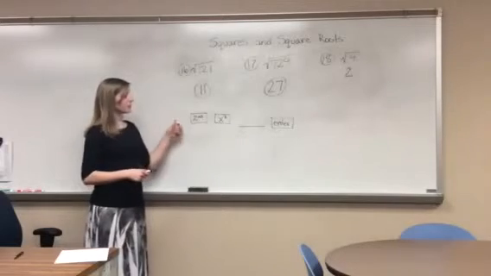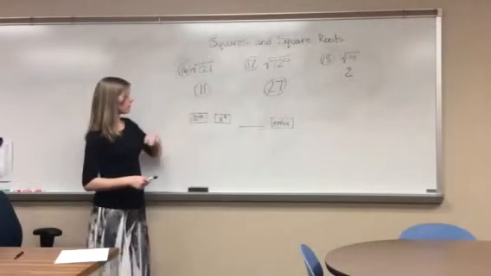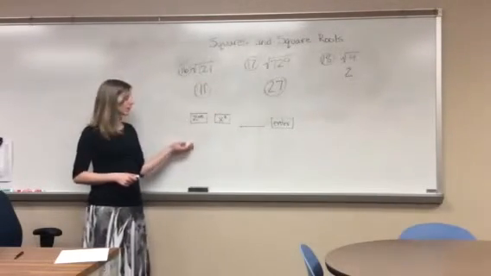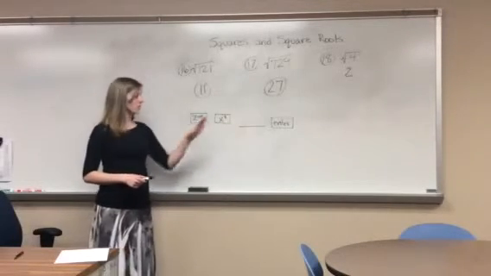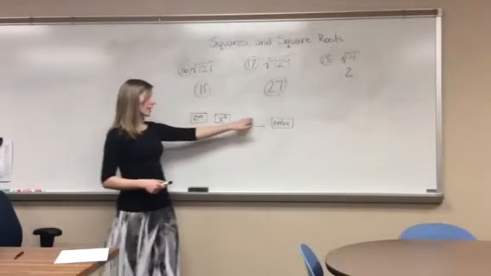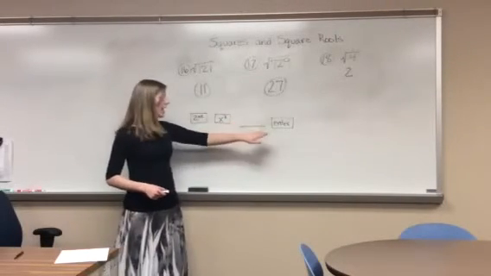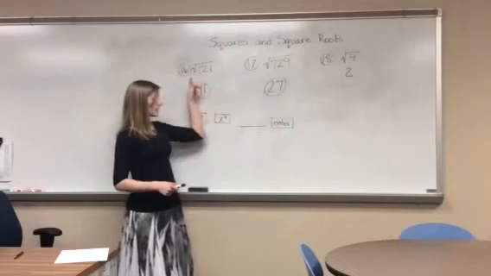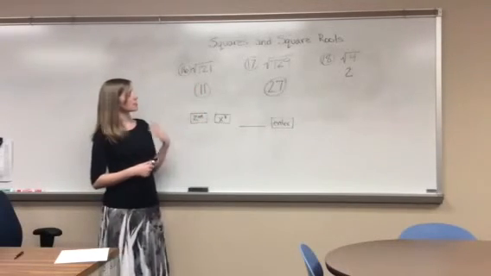Now remember, if you are unsure about one of these 3 and you have the calculator, these are the buttons you need to push in this order. You'll hit second, X to the second, and then your number goes here, and then hit enter. You should get these. And that's our lesson on squares and square roots.